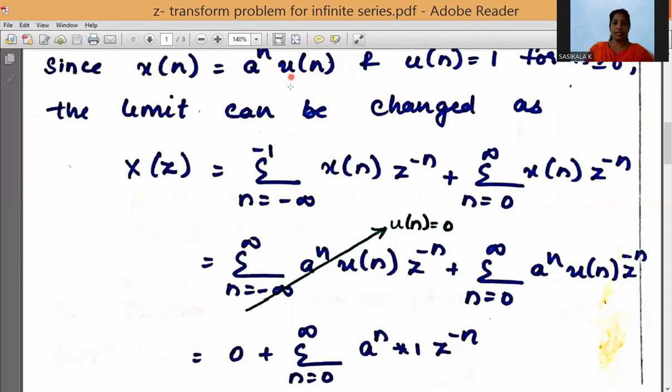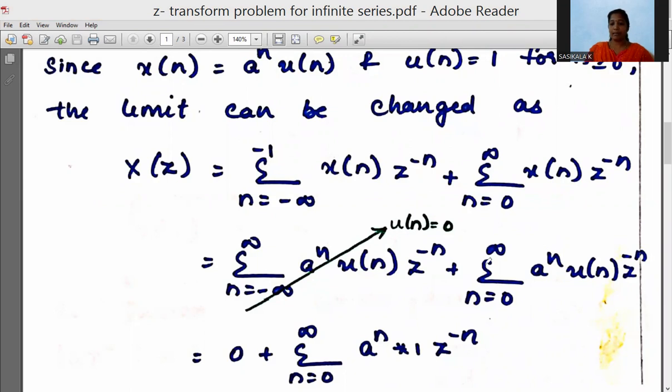Listen here, I have mentioned infinity. It is not infinity. Actually, this is minus infinity to minus 1. Please make a note of it. Summation n varies from minus infinity to minus 1. So for minus infinity to minus 1, the value of u of n is equal to 0. So the entire term goes to 0.